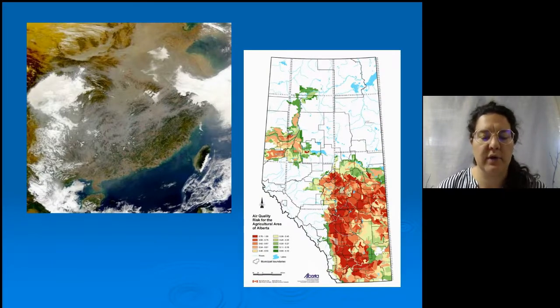Okay. So if we look at a map of air quality for the agricultural areas of Alberta, what we can see here is areas that have high amount of traffic, and a lot of agriculture often have worse air quality because of the increased combustion of both vehicles, farm equipment, and agricultural livestock in Alberta.